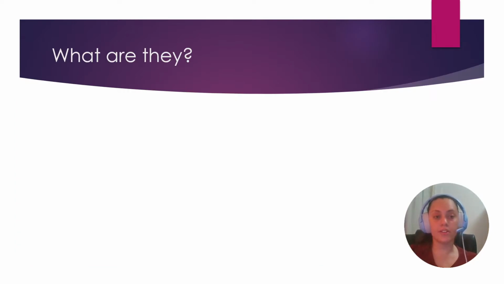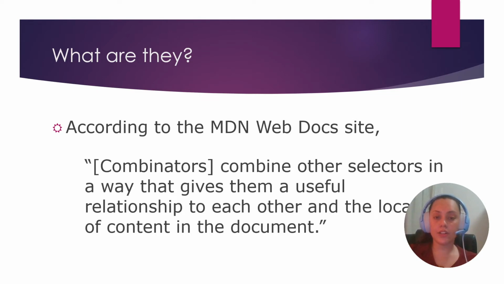So let's start by thinking about what they are. What are combinators? According to the MDN web docs site, combinators combine selectors, combine HTML elements, and they state the relationship between these two CSS selectors, okay? So we're going to state the relationship between the two CSS selectors, and then we are going to select one of those two CSS selectors.